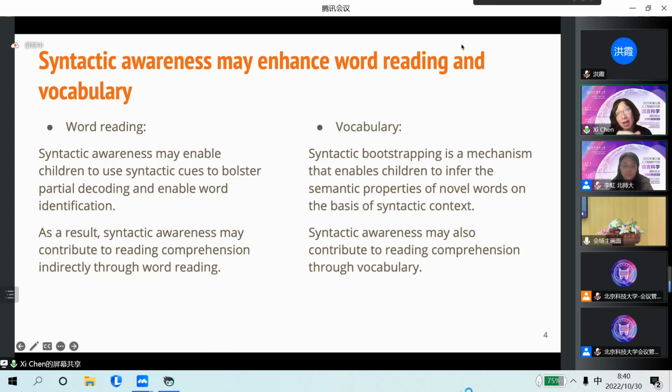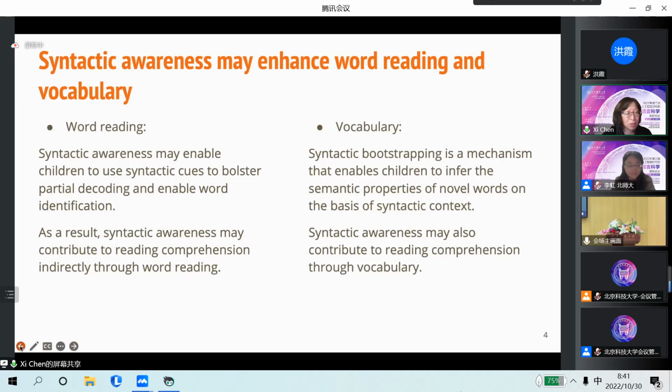So the explanation for vocabulary is actually similar. The difference here is that it happens in oral language instead of reading, so instead of written forms. When children learn new vocabulary, they listen to a sentence, and then syntactic awareness may allow them to guess the meaning of a new word in a sentence. In language acquisition, we call this syntactic bootstrapping.